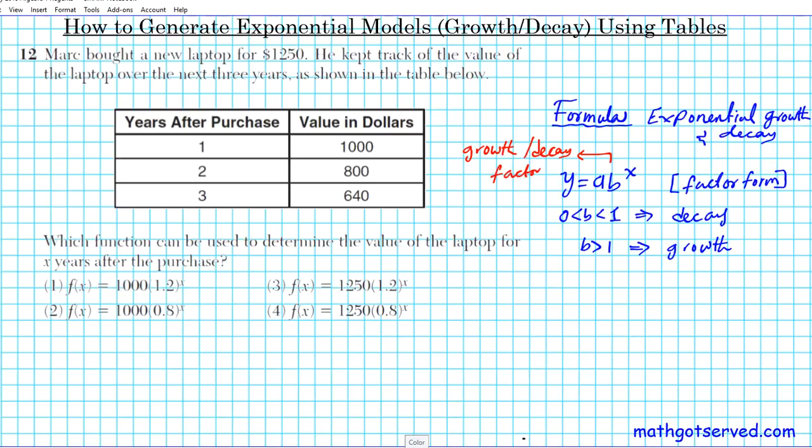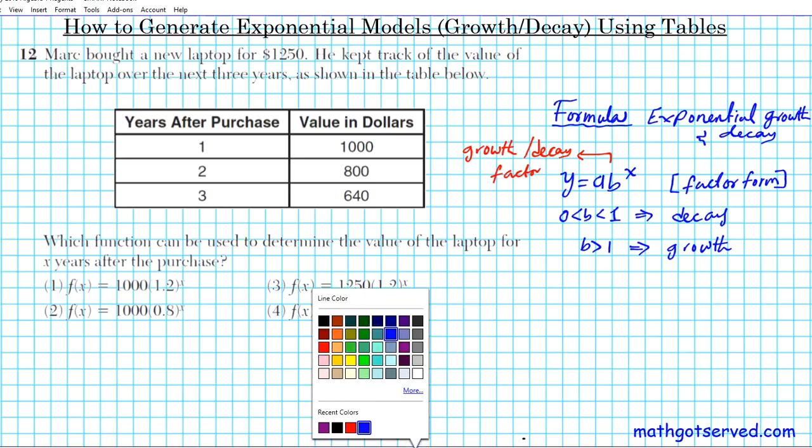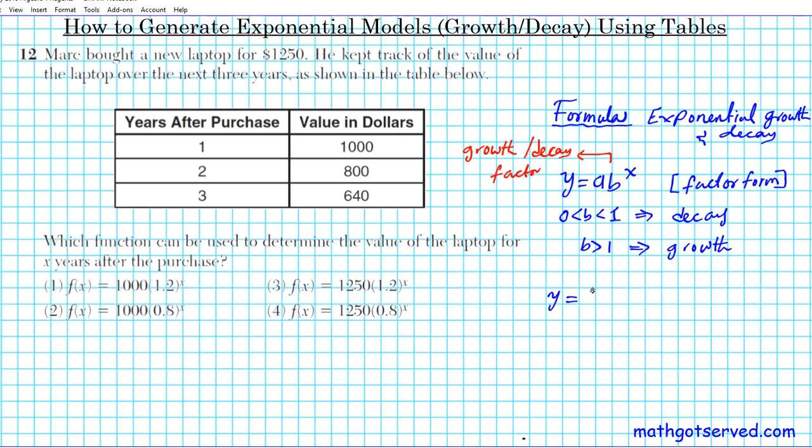The other one is known as the rate form. The rate form is basically y equals a times 1 plus or minus the rate raised to the x power. So this is the rate form. Why is it the rate form? Well, just looking at it, you can easily tell what the rate is. Or if you have the decay rate or growth rate, you can generate this model using this formula right here.